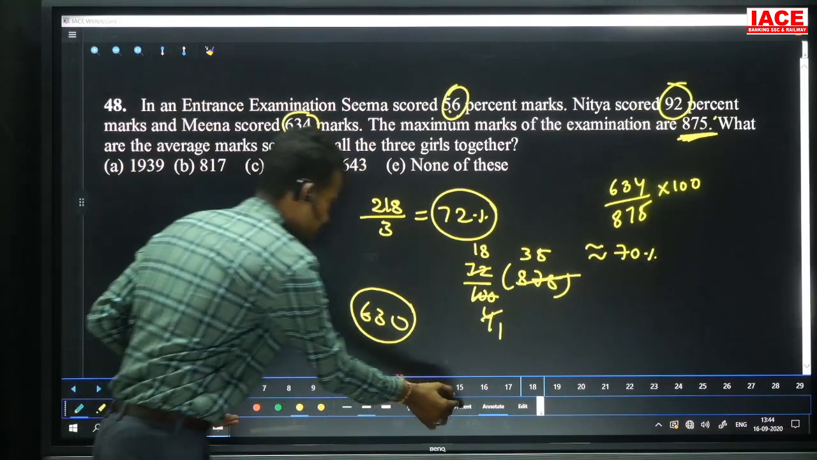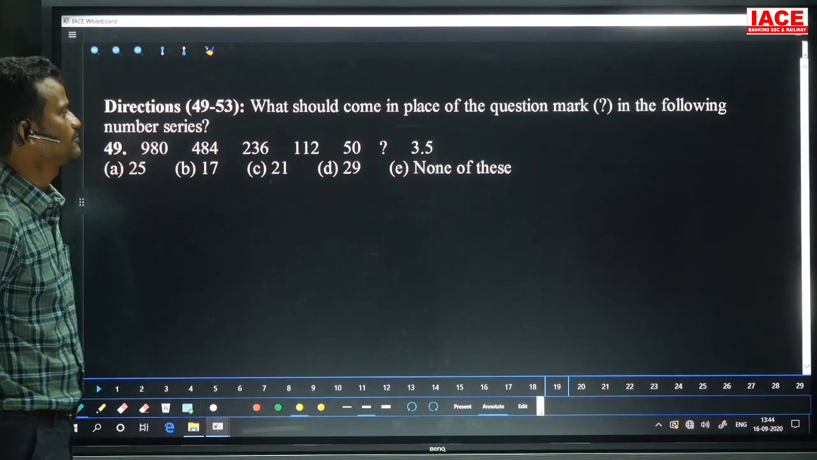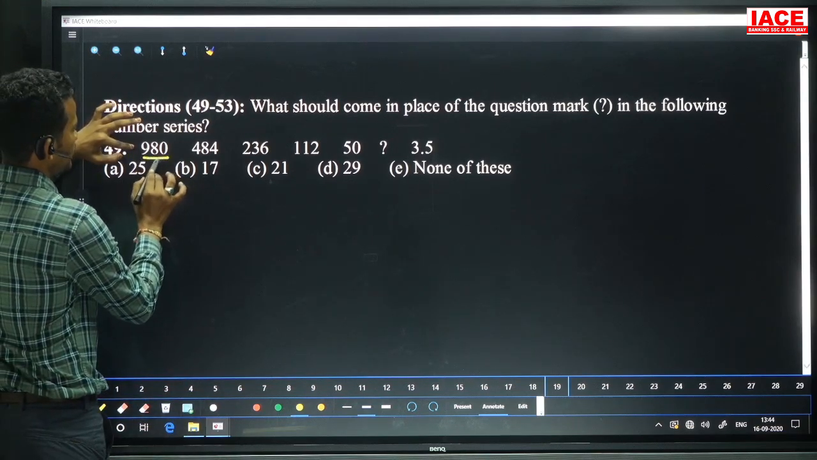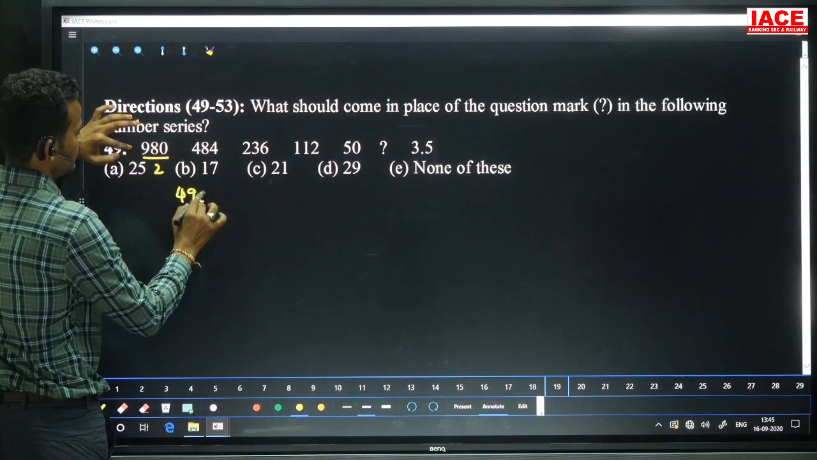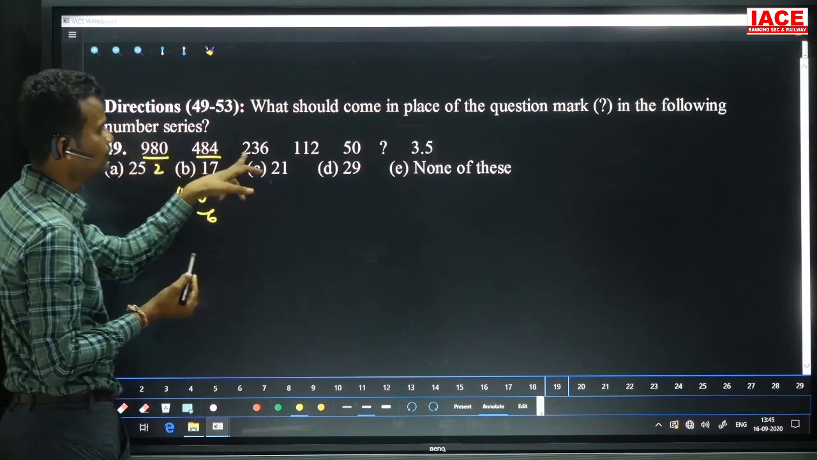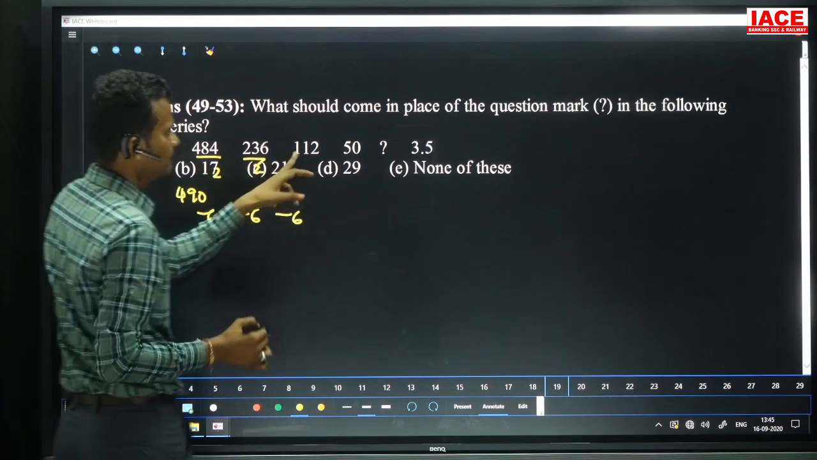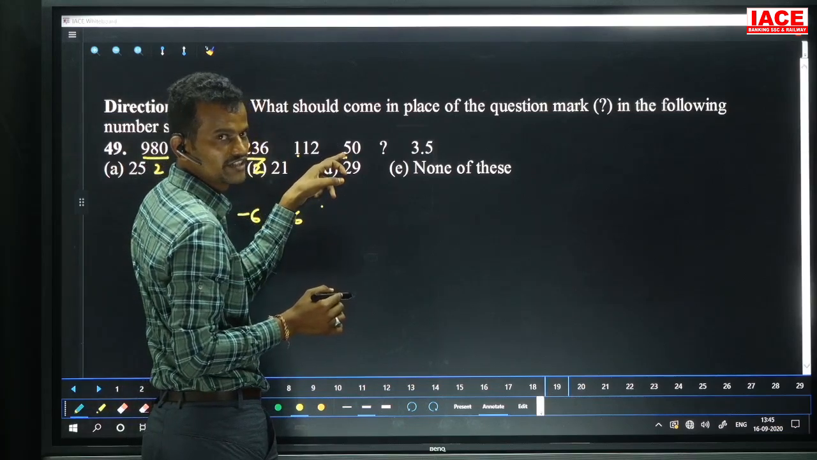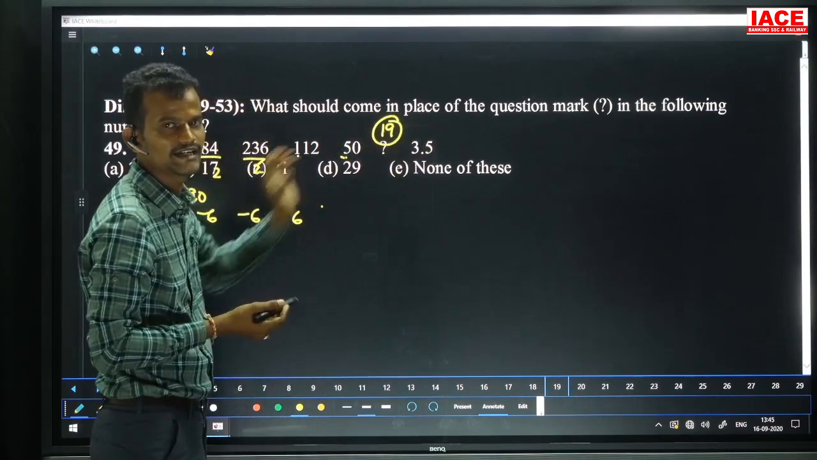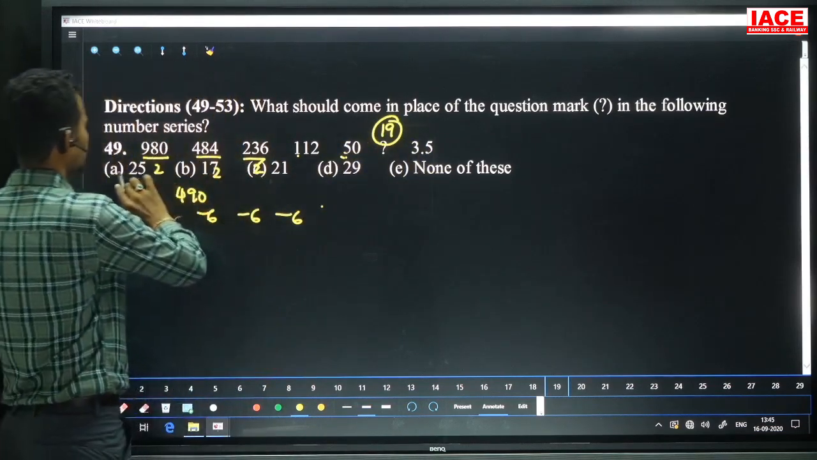See the next question. Now what should come in the place of the question mark in the following number series? Okay, listen, sir, 980 divided by 2, how much will become? 490 minus 6. So divided by 2, how much will become? 242. 242 minus 6, that means divided by 2 minus 6, divided by 2 minus 6, divided by 2 minus 6, divided by 2, 50 divided by 2, 25, 25 minus 6, 19. So clear, sir? 19 divided by 2, 9.5, 9.5 minus 6, 3.5. So what will the question mark become? 19. What is the answer?